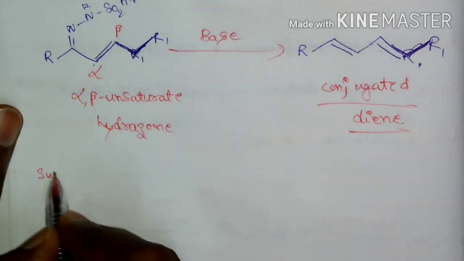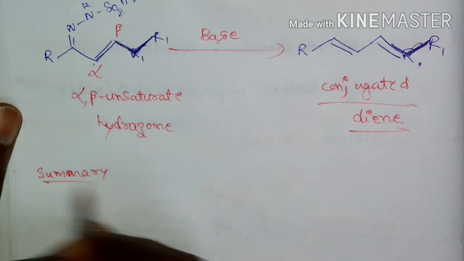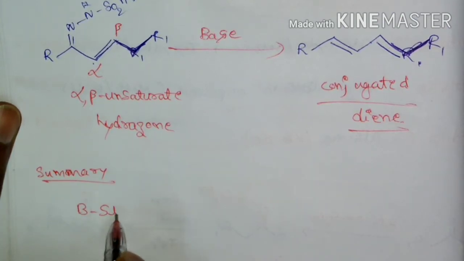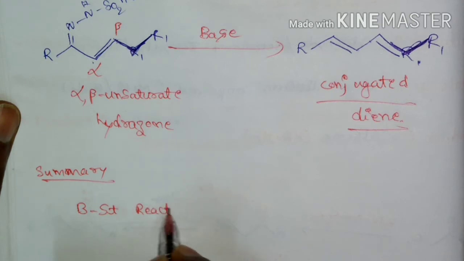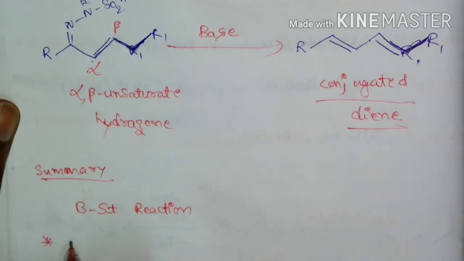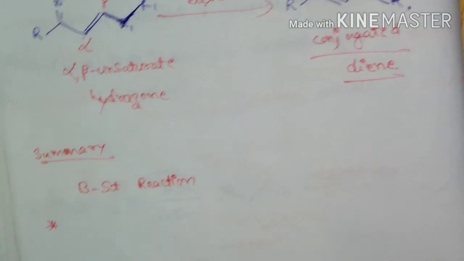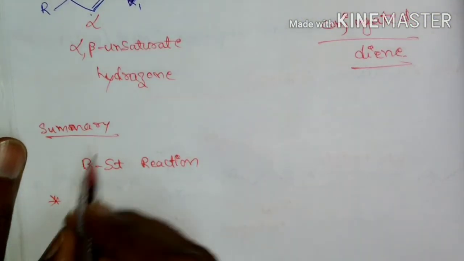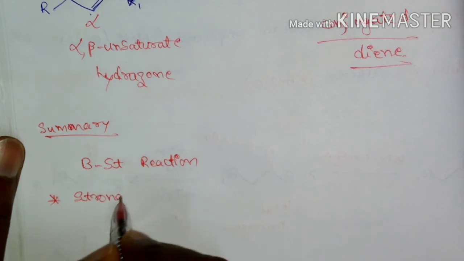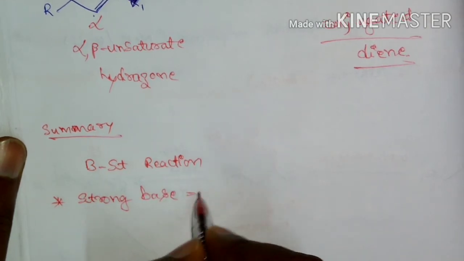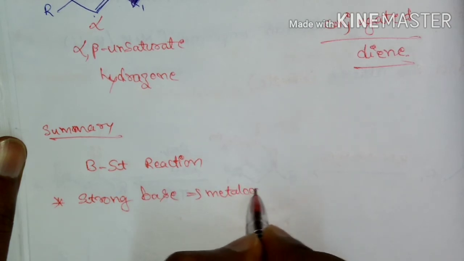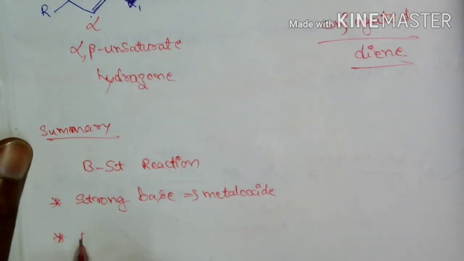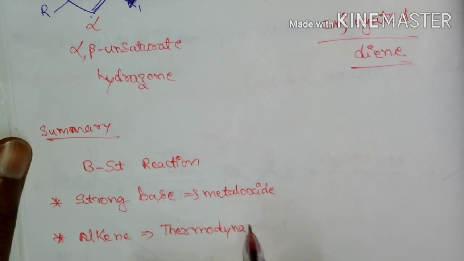In summary, what we can summarize is Bamford-Stevens reaction. Here the base we have used is a strong base like metal alkoxides, and whatever alkene we are going to get, it is thermodynamically stable. Thermodynamic product we are going to get.